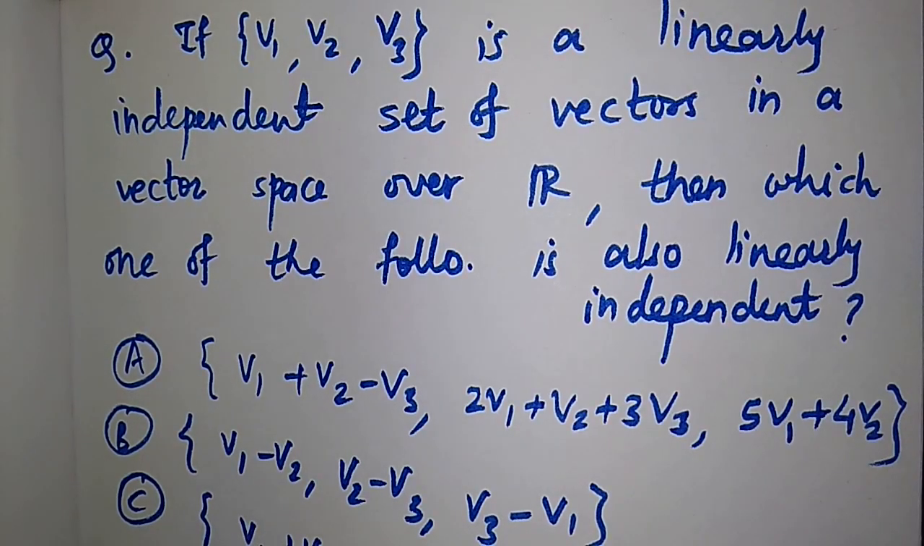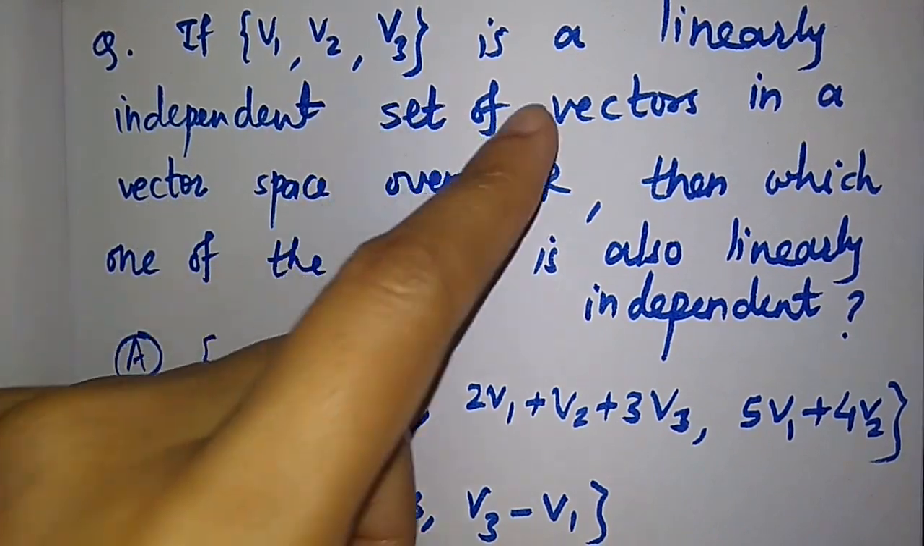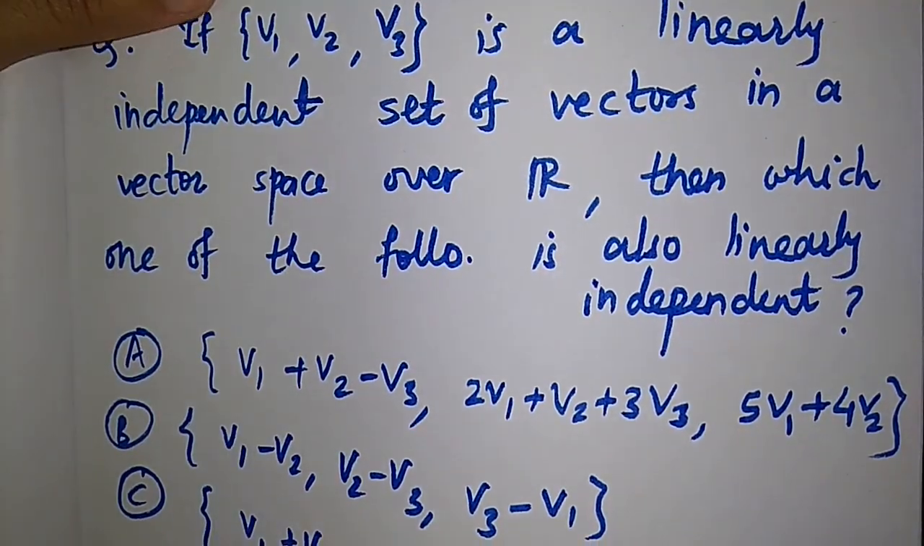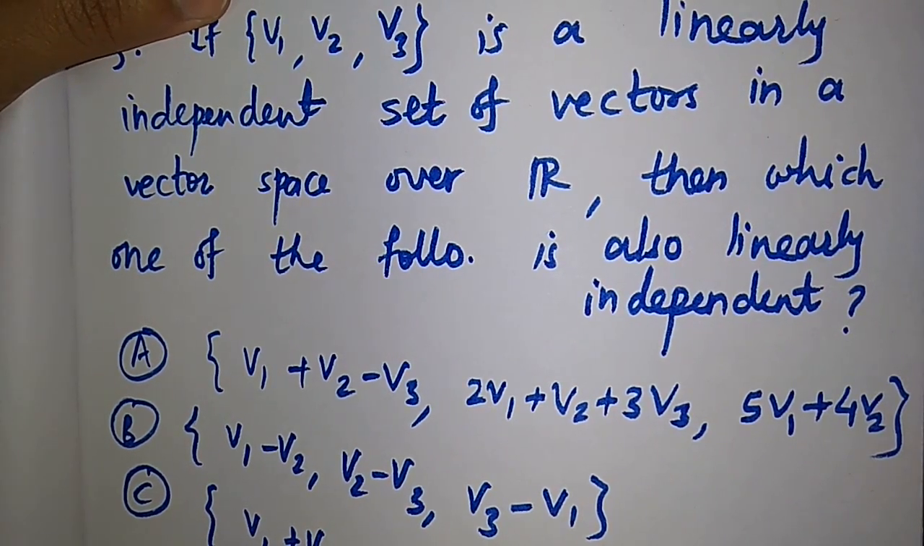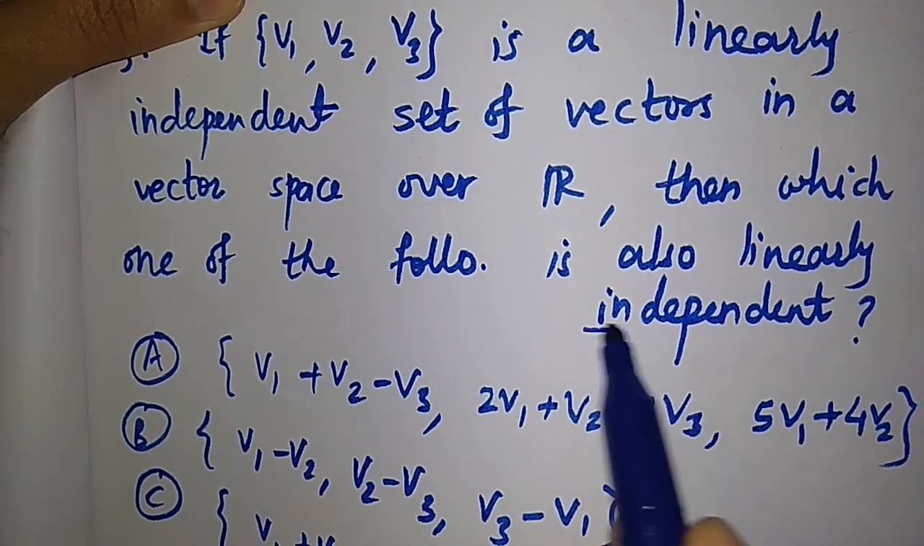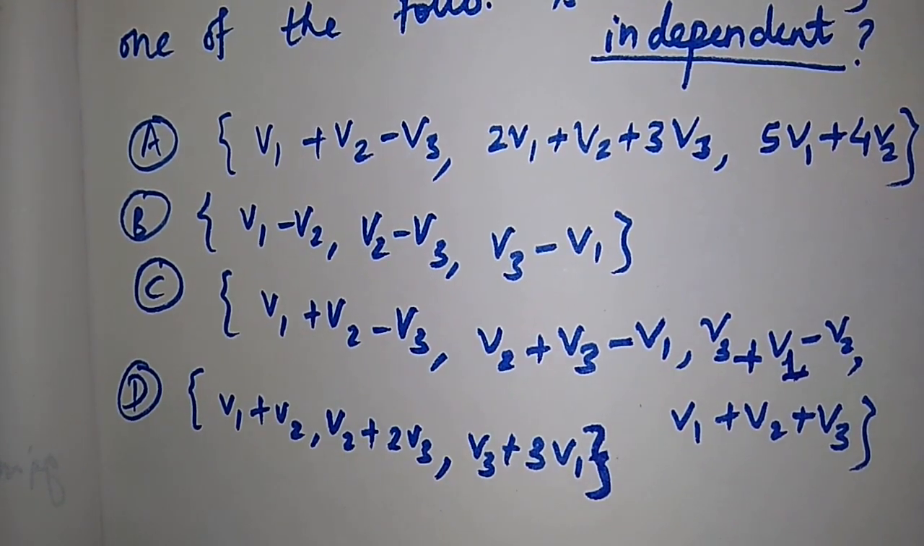Now let us solve another question. The question is, if we have this set v1, v2, v3 is a linearly independent set of vectors in a vector space over R, then which of the following is also linearly independent? So let us solve it. There are 4 options. Let us go option wise.